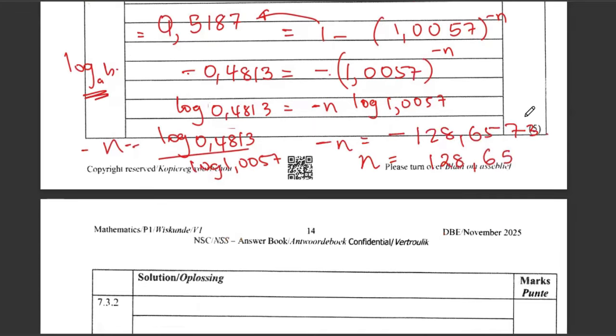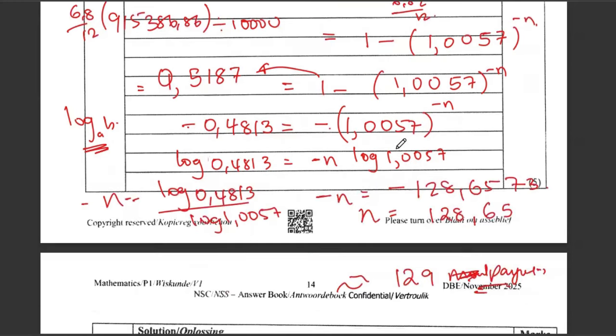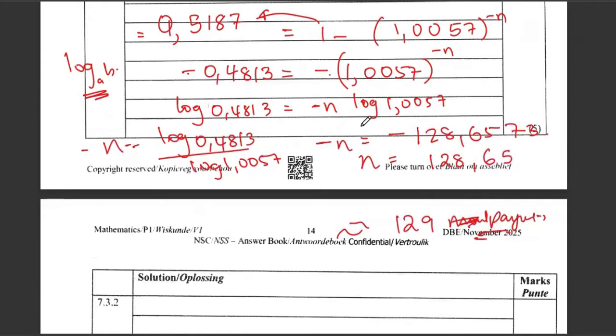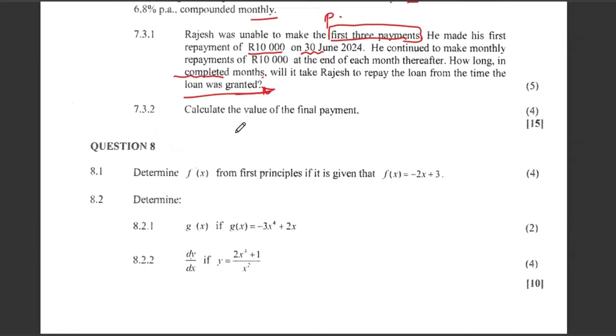So meaning that Rajesh is going to use approximately 129 payments. Okay, 129 payments. If I use the calculator directly, I'm ending up with 129, something. So I don't know, maybe the breaking down of stuff is causing hiccups. All right, then let's move on.